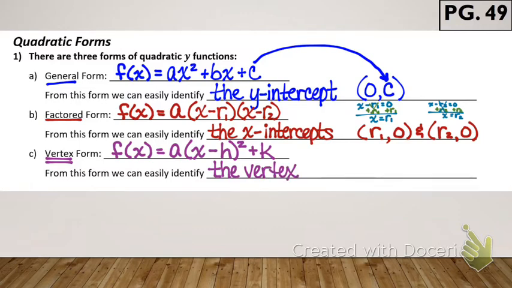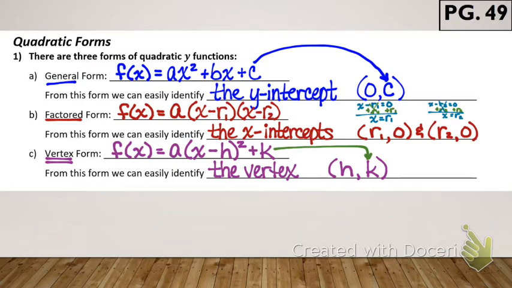The vertex is always going to be (h, k). This one can get just a little bit tricky because of h there. Whatever number I see for h and k, that's what I pop in right here. So if it's a +2, I have a +2. If it's a -7, then it's -7.